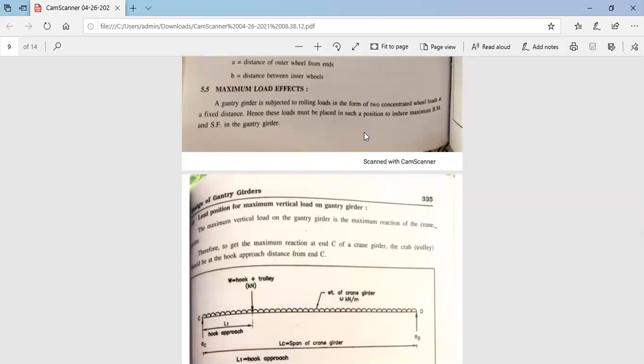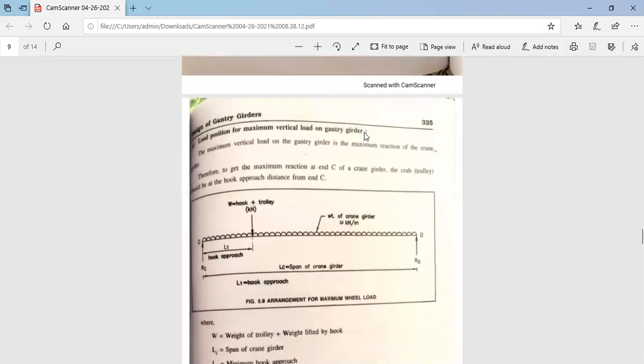Next is the maximum load effect. The gantry girder is subjected to rolling loads in the form of two concentrated wheel loads at a fixed distance. These loads must be placed in such positions to induce the maximum bending moment and shear force in the gantry girders. First is the load position for maximum vertical load on gantry girder.